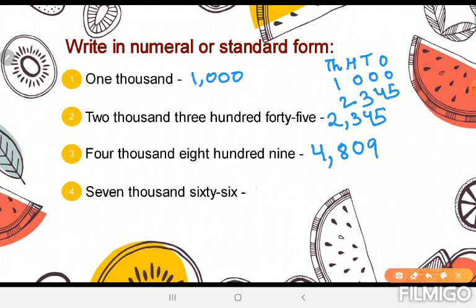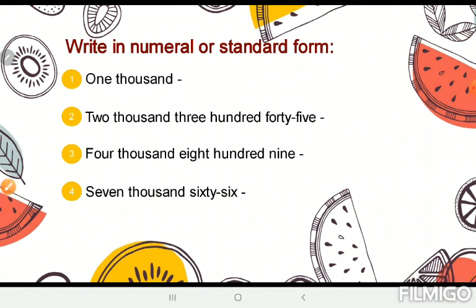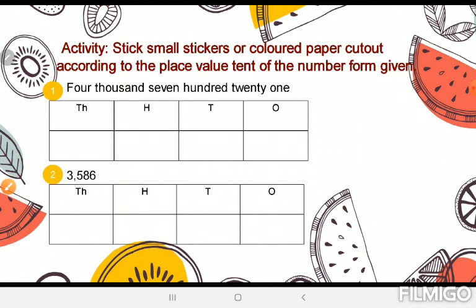Next one, 7066. In the thousands place is 7000. In the hundreds place there is nothing, so we write a 0. 66, so we have 66. 7066. So I finish with the 2 topics which I had to cover today.